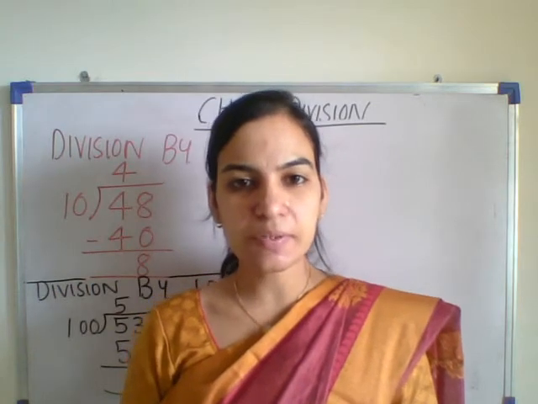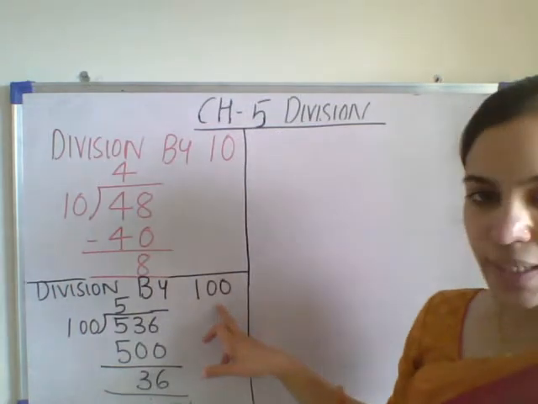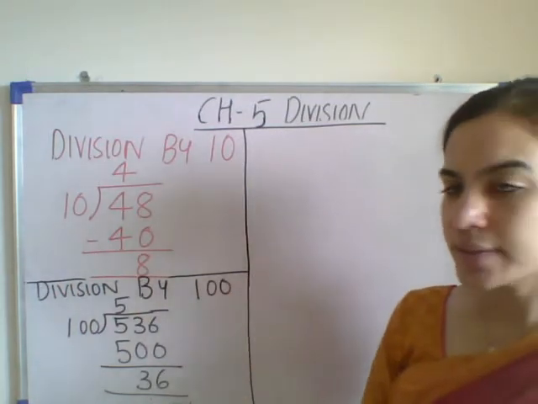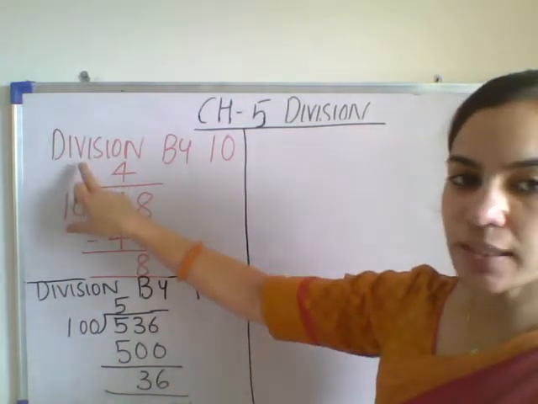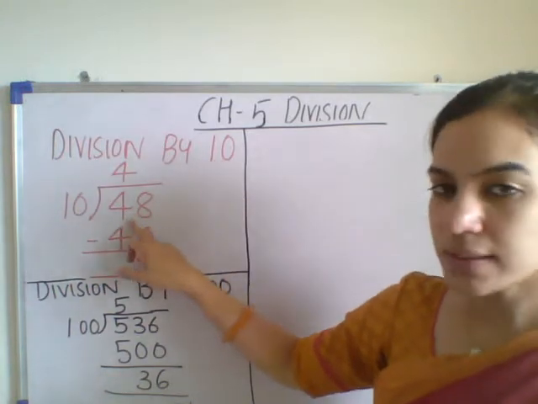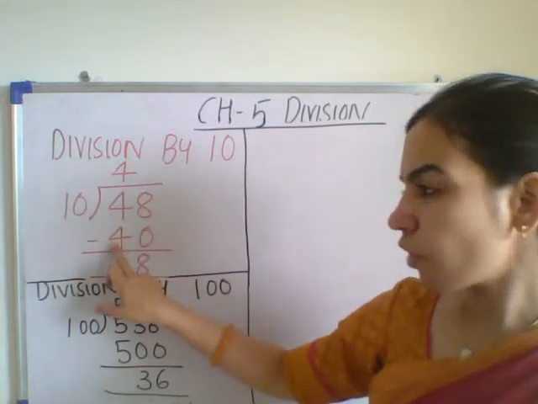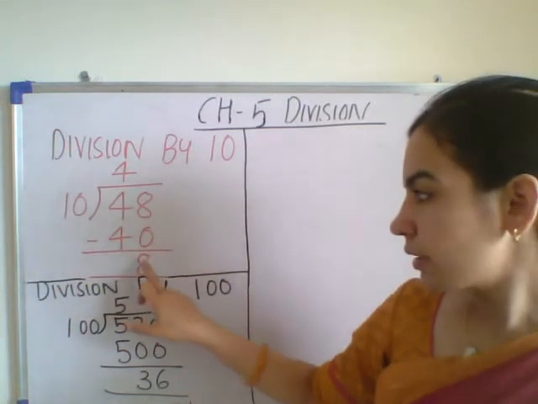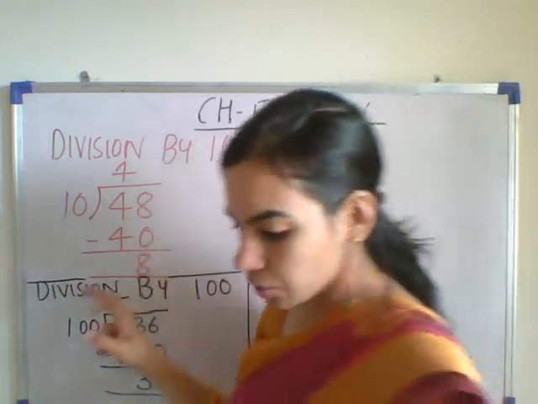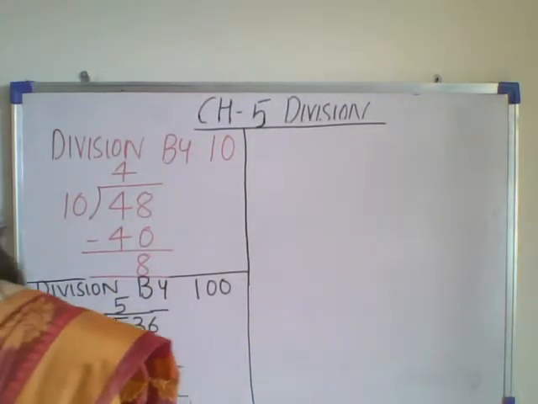In today's class, we'll be studying division by 10, 100 and 1000. So first, we'll be studying division by 10. 48 divided by 10. So 10 fours are 40. Remainder is 8. So what is the rule on dividing a number by 10?